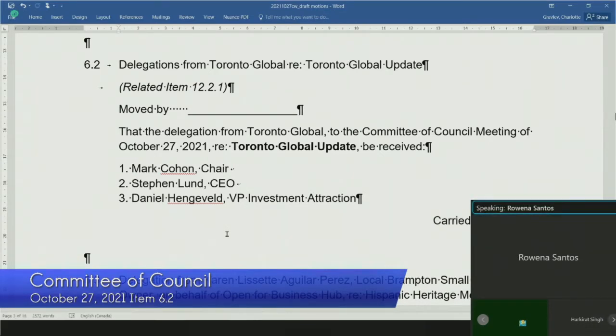Because I know that our 5-year funding of Toronto Global and our participation is up in March. So right now there was only one investment, and that wasn't a greenfield investment, that was an expansion of an existing business. So how is Toronto Global going to do better to support Brampton?